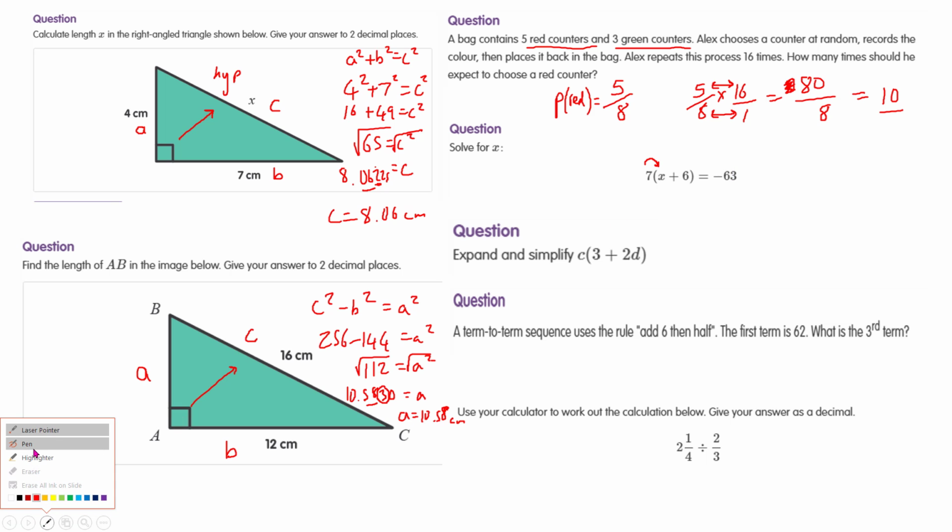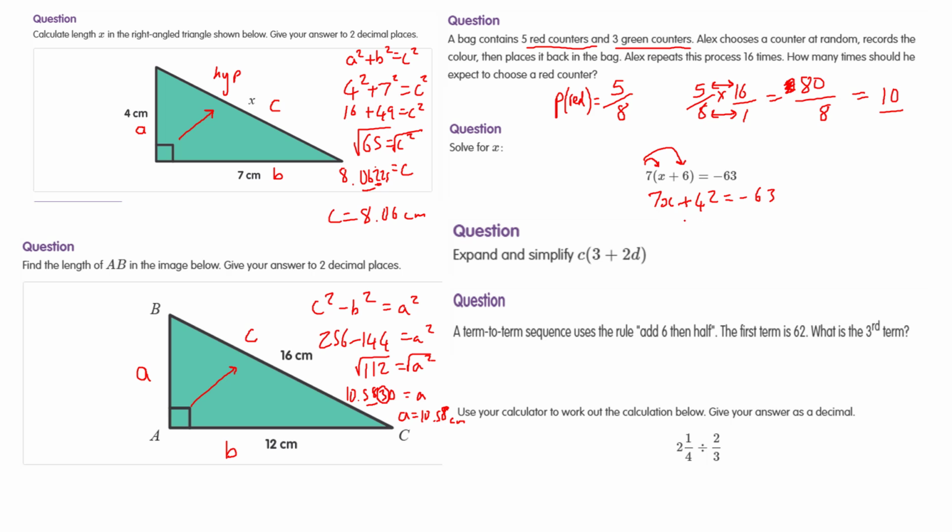You guys are very good at this. You did an exam booklet on this in class, so maybe you've just forgotten. Right, so this is your multiplying brackets, single bracket skill, because I know you can do these types of questions easily. So that's going to be 7x plus 7 times 6, which is 42, equals minus 63.